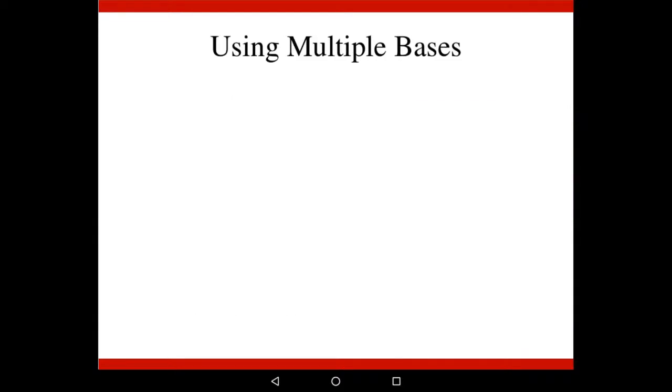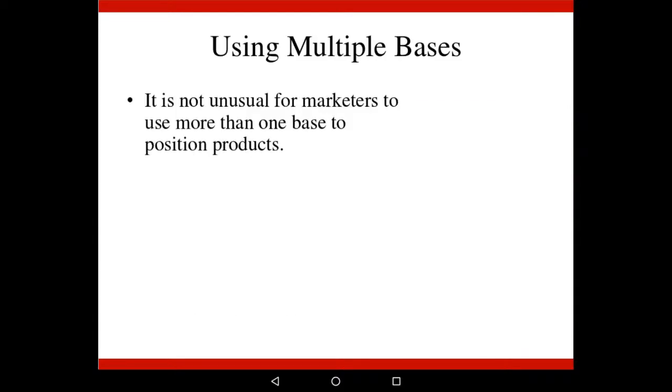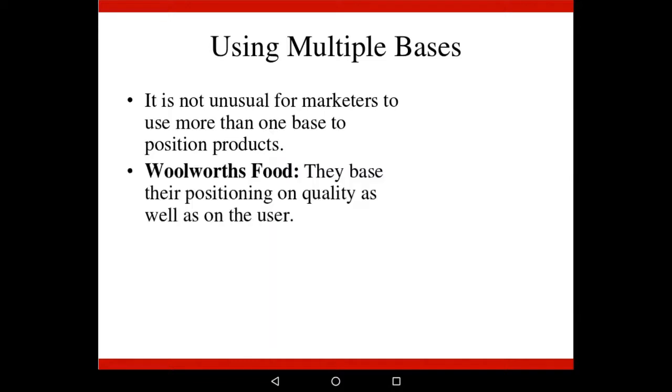Okay, you can use multiple bases. It's not unusual for marketers to use more than one base to position products. It often happens, like I showed you with Dove. Woolworths Food. They base their positioning on quality as well as on their user. They say, come and buy from us because we've got good quality products, but also that this is the type of person that's going to be buying from us. It's middle class mothers, right, who want consistent quality. You're the type of customer that buys from us.